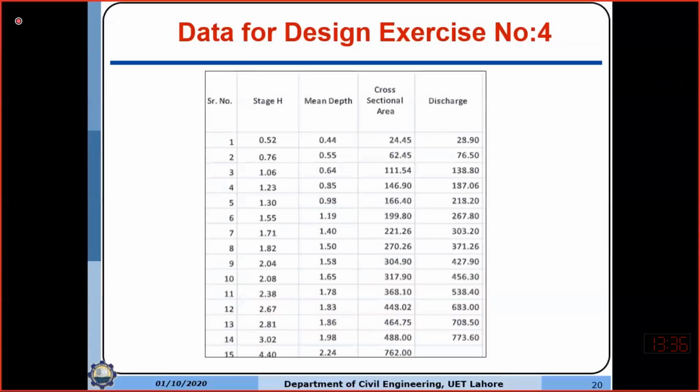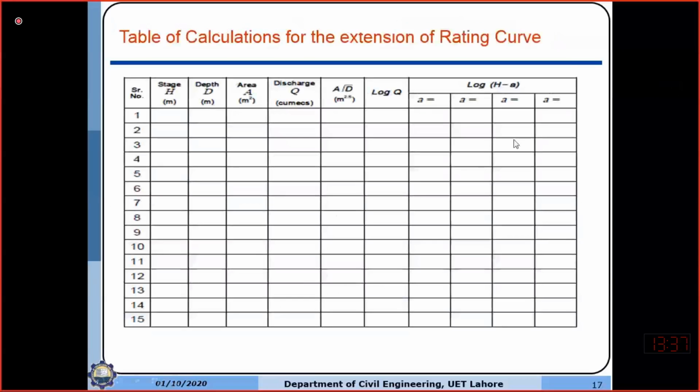In this design, you are given the stage data, which is in meters. You are given the mean depth, also in meters, the cross-sectional area in square meters, and the discharge in cubic meters per second. So note down these units: stage in meters, mean depth in meters, cross-sectional area in square meters, and discharge in cubic meters per second. These are the units of the given data. Then, using this data, you have to fill this table. This table is also available in the manual on page 44.